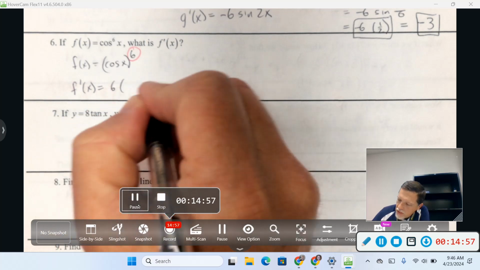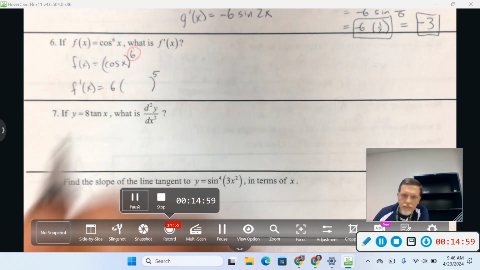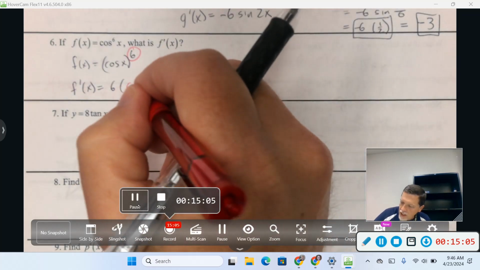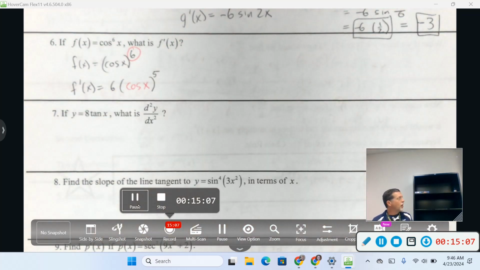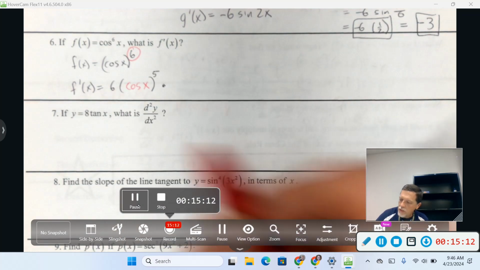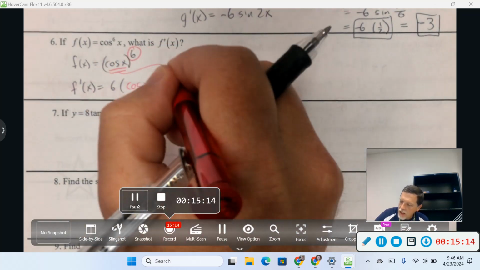So bring the 6 down, reduce it to a 5. That's the power rule. While we're doing the power rule, we don't mess with any other rules. We leave cosine alone, right? We take care of the blow pop one step at a time. And then the derivative of cosine is negative sine.